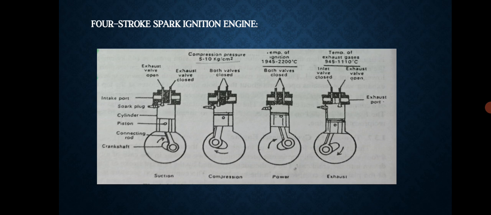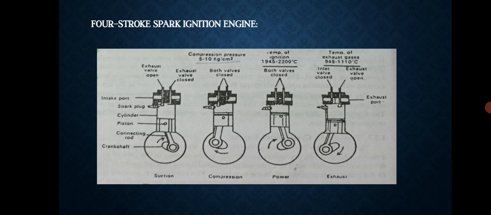The compression pressure is nearly 5 to 10 kg per centimeter square. After ignition, the expanding gas exerts a pressure on the piston. This is the power stroke. The ignition temperature is 1945 to 2200 degrees Celsius. After the power stroke, the exhaust gas escapes on the next upward movement of the piston.